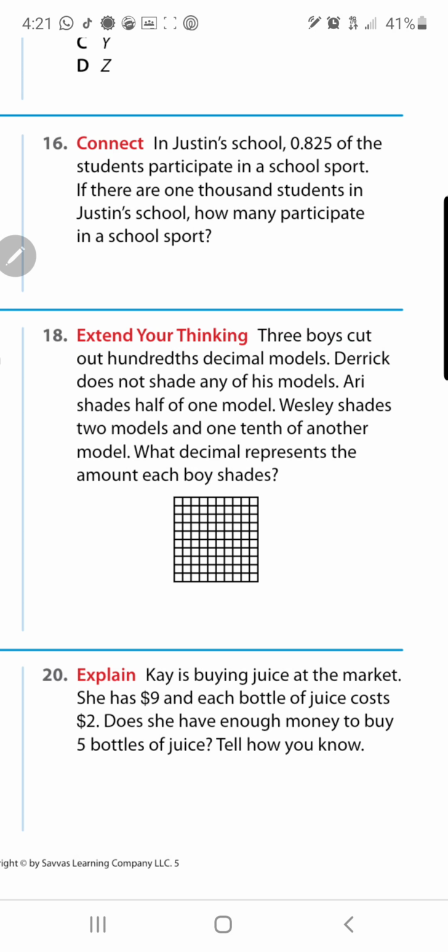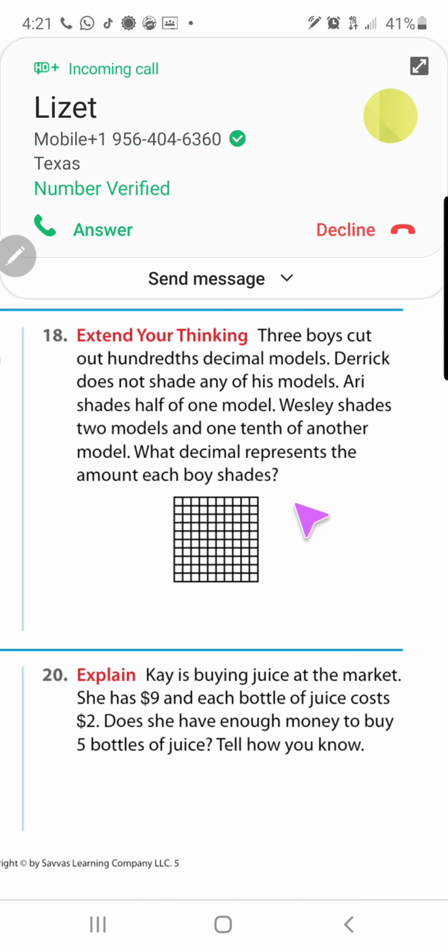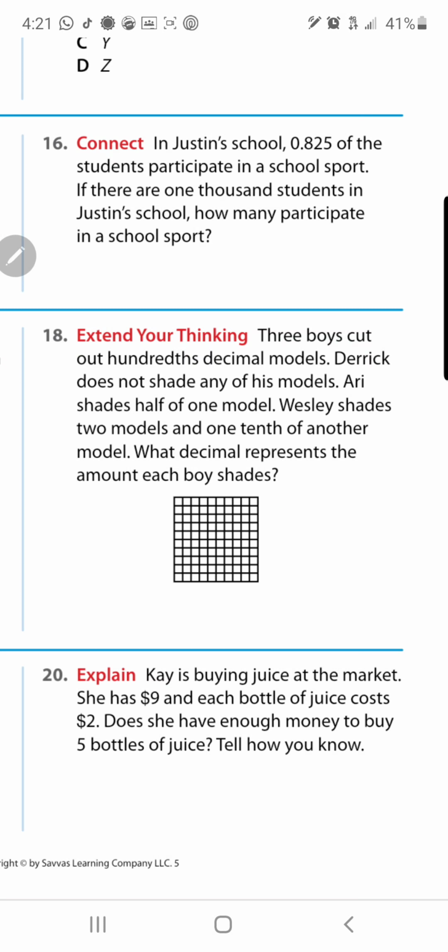Well, since Derek does not shade a model, Derek would be equal to 0, or 0.0. Ari shades half of the model, well, what's half of this? 1, 2, 3, 4, 5, right here. Hopefully I'm doing that right. Half of that model, if you look at the longs, you have 5 longs out of 10, which is the same thing as 5/10, which is the same thing as 0.5.